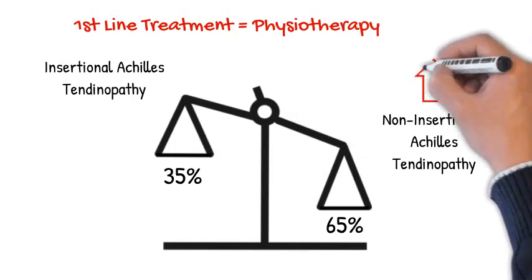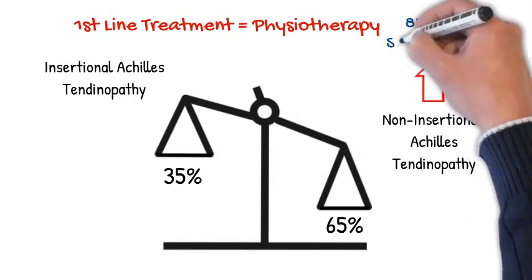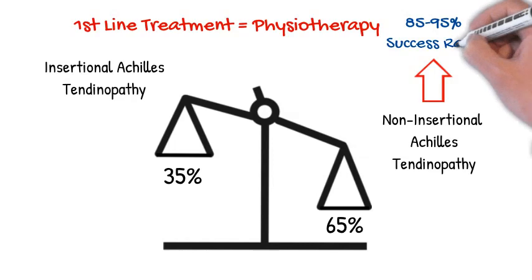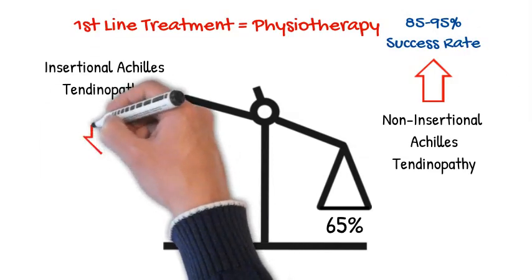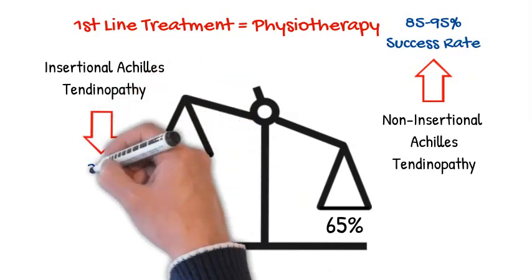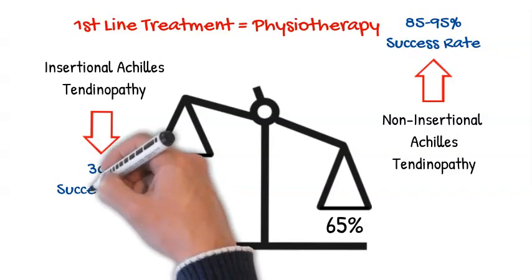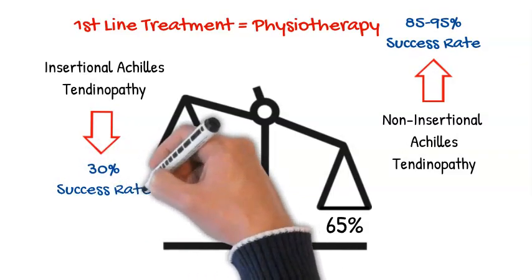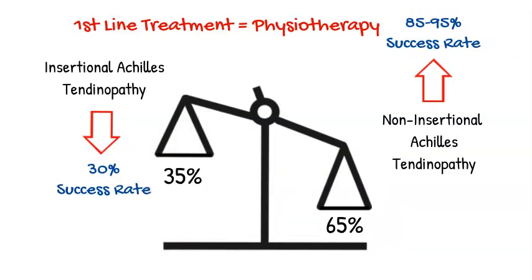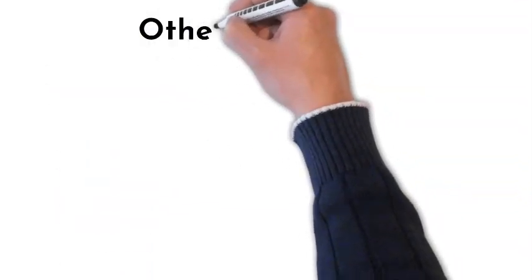So a non-insertional tendinopathy, 85 to 95% will respond and get better, whereas an insertional Achilles tendinopathy, less than 30% will respond to physiotherapy. And that means that an insertional Achilles tendinopathy, more often than not, ends up with an operation. Not in everyone, but it's a bit more common than in the other type.